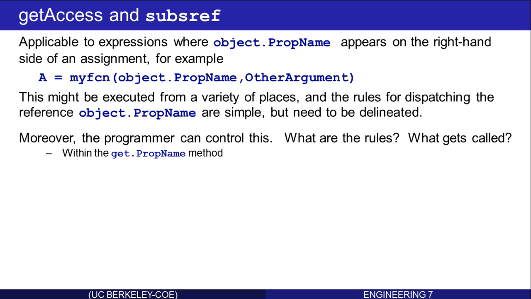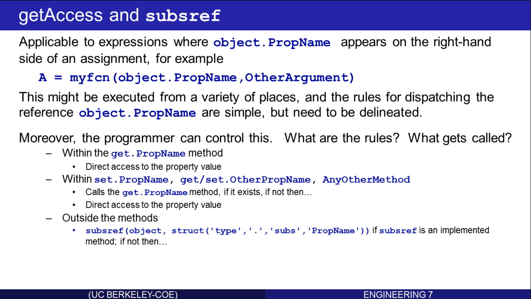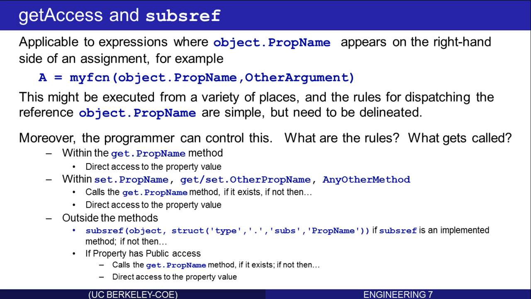Within the getPropertyName method, there's direct access to the property value. From within other methods, they simply make calls to the getPropertyName method if it exists. If not, then they have direct access to the property value. And finally, from outside the methods, there's a call to subsref if it is implemented. Like subsassign, the syntax for subsref indicates that the property associated with property name is being referenced from the object. If subsref is not implemented, but the property's getAccess attribute is public, then the getPropertyName method is called, if it exists. If it doesn't exist, then as usual, there's finally direct access to the property value.